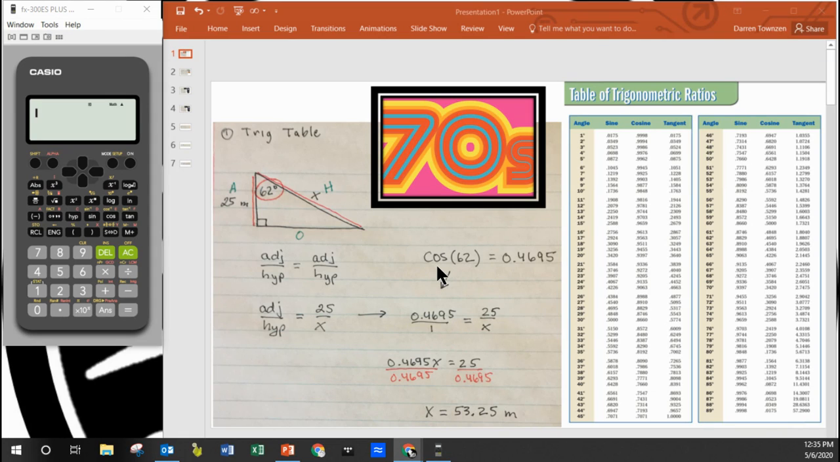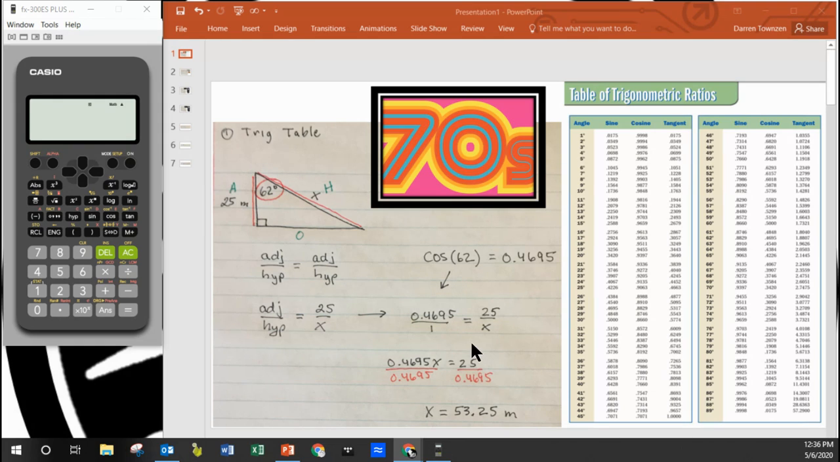Then we have to go to the trig table. The cosine of 62 degrees. We find the cosine column and we go down to the 62-degree row and we find out that the cosine of 62 degrees is 0.4695. So we take that decimal, which we got from the trig table, and we know that the adjacent over the hypotenuse in any 62-degree right triangle will equal that decimal. So here's our decimal over 1, so that it looks like a fraction, equals our adjacent over hypotenuse, which is 25 over x. So here's our proportion.